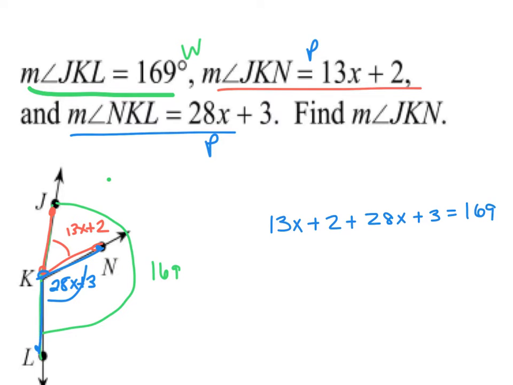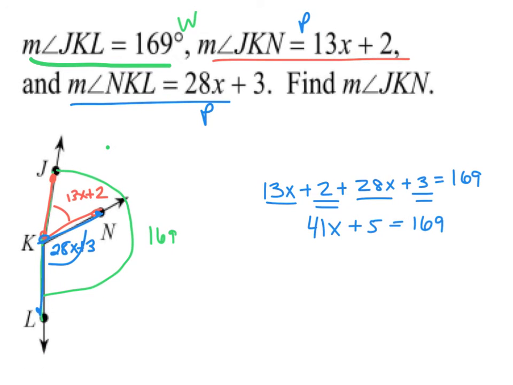What I want to do now is combine my like terms. So 13x plus 28x is 41x. 2 plus 3 is 5, and that's equal to 169. I want to get x by itself, so how do I get rid of a plus 5? I subtract 5. So I'm going to subtract by 5 on both sides.